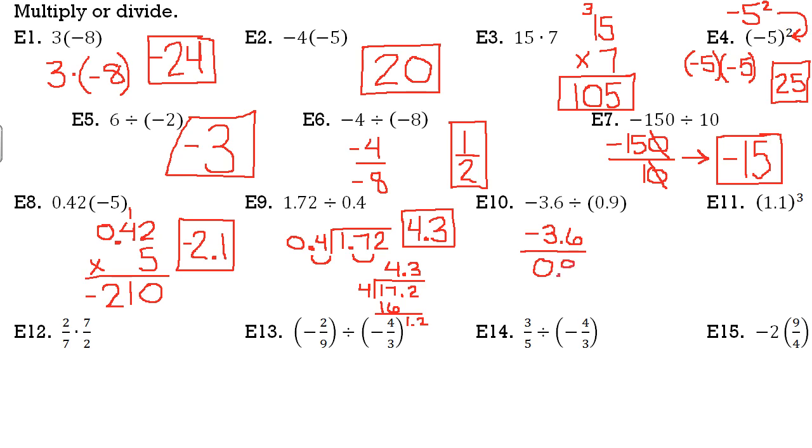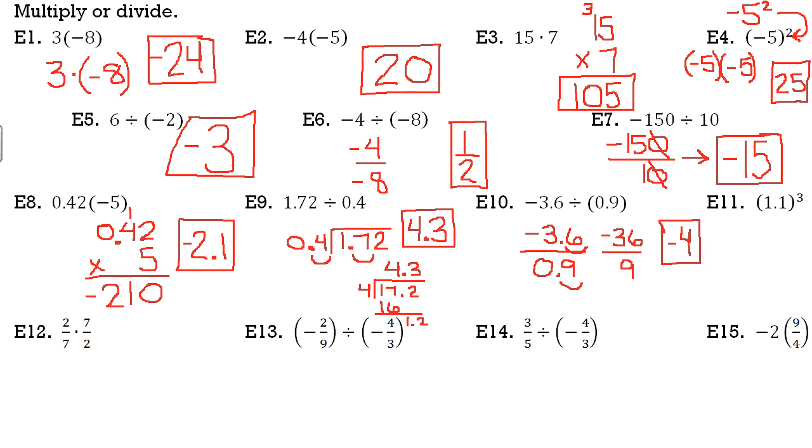If I set this problem up as a fraction, I would then look at the decimals and I would say, wait a second, I could multiply the top and the bottom each by 10. That would move each decimal over by one place, and I would get negative 36 divided by 9. And that was really convenient because now I look at that and I know that the answer is going to be negative 4.